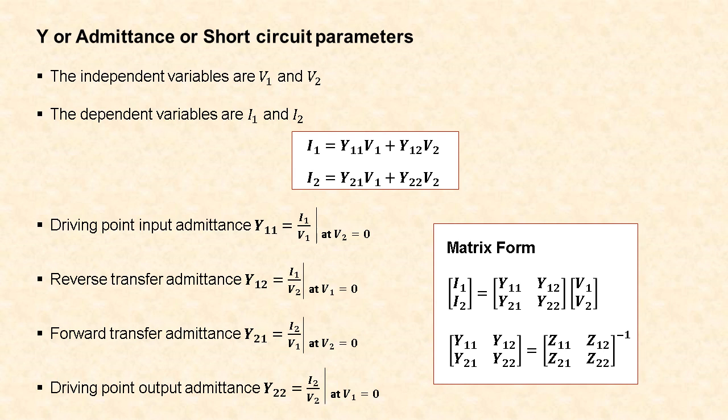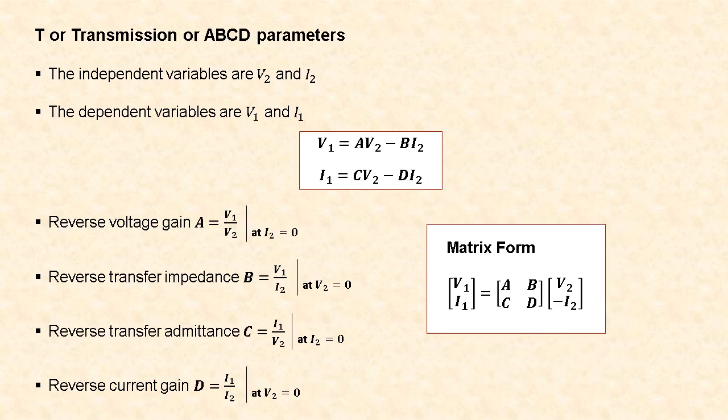Here, if you see, the entire Y matrix is nothing but the inverse of the entire Z matrix. Remember one thing, the inverse of Z11 is not Y11. That is, if you want the Y matrix, you have to take the inverse of the entire matrix, not the inverse of each term. Next is the T or transmission or ABCD parameters.